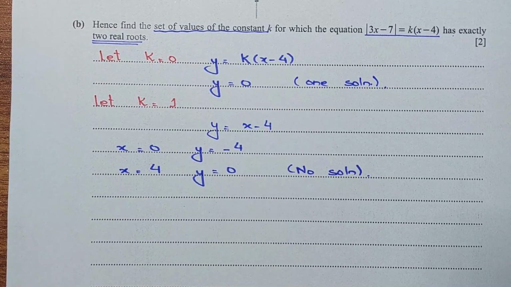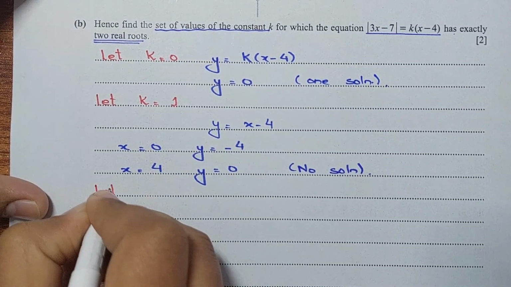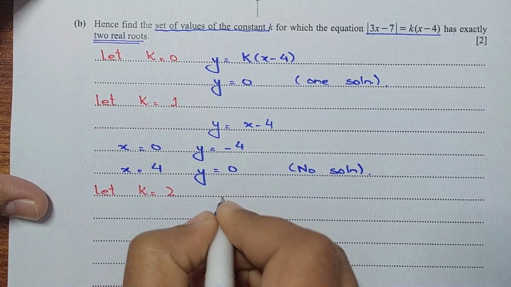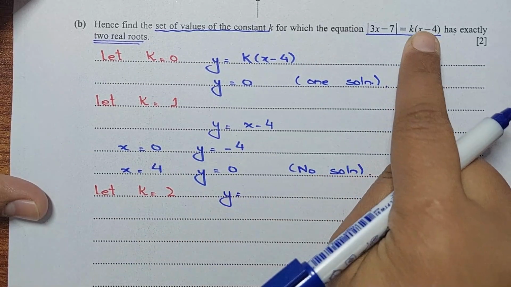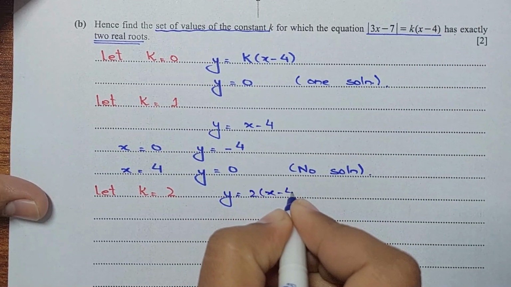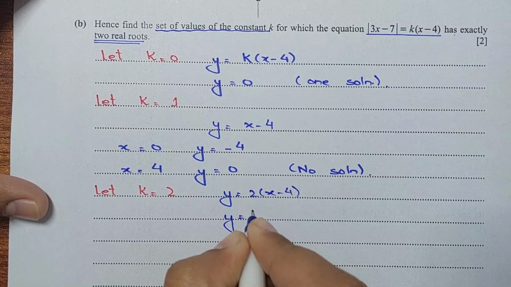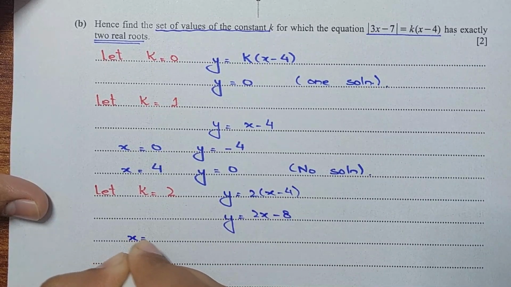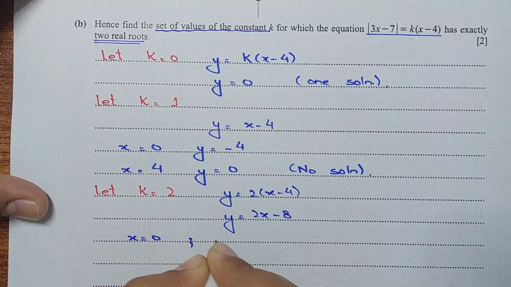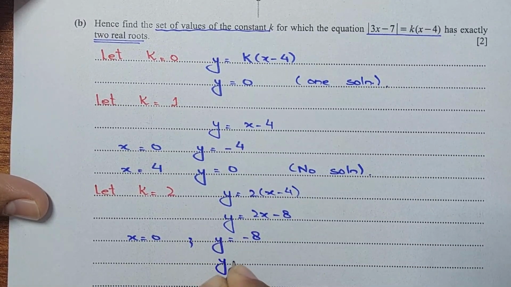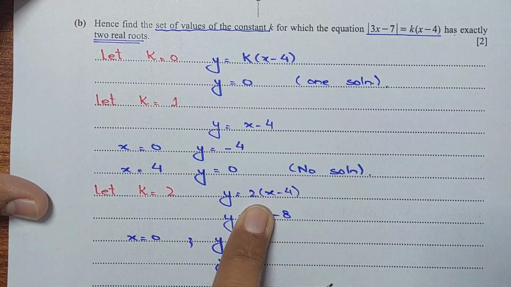Okay. Consider the next case. We can say let k equal 2. When you put k value equal to 2, then what happens? When k equals 2, y would be equal to 2x minus 4. 2 into x minus 4. And here y is equal to 2x minus 8, right? And when x is equal to 0, what happens to the y value? Y is equal to negative 8.